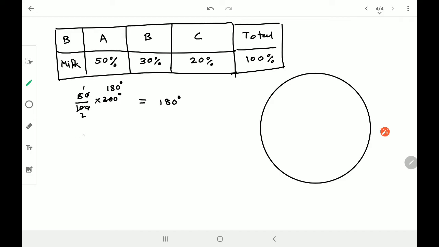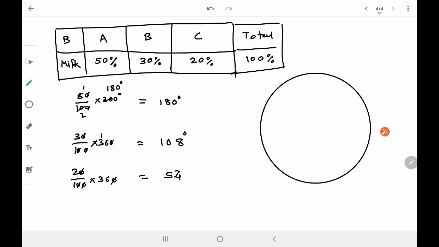Then we have 30%. How much is 30%? 30 upon 100, total is 100, into 360. How much is that equal to? This is equal to, let us see, 0 0 get cancelled, this 0 gets cancelled, and 6 threes are 18, 1 carry, 3 threes are 9 plus 1, 108 degrees, right? And then the remaining 20%, 20 upon 100 into 360 degrees, 0 0 get cancelled, 0 gets cancelled, 254 degrees maybe, okay.